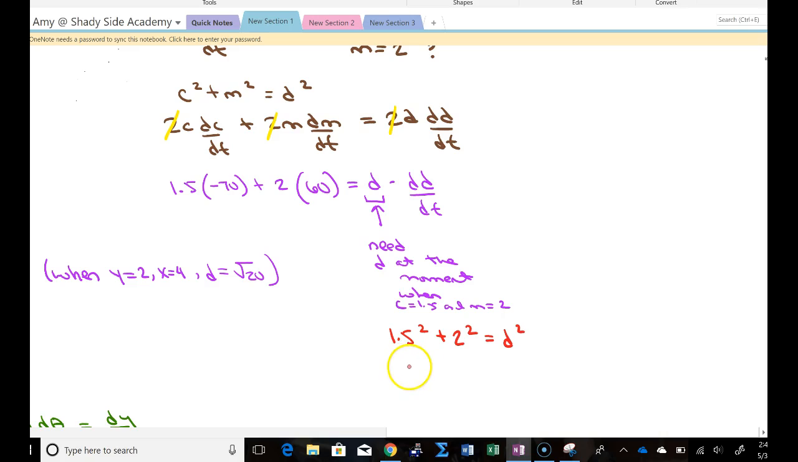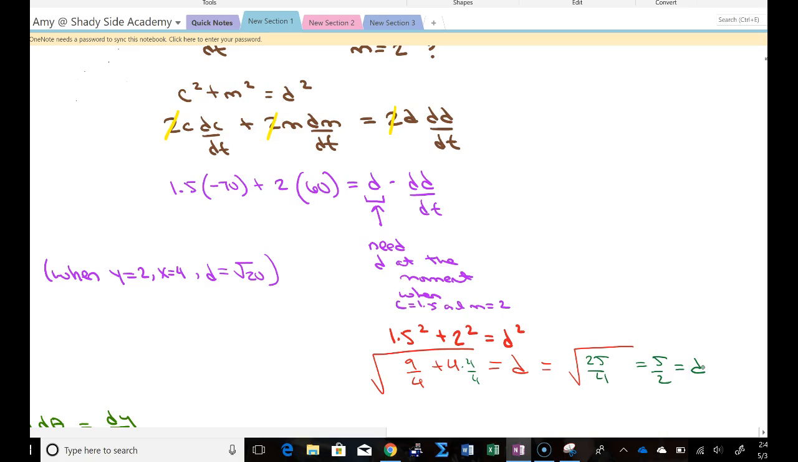So 1.5 squared is 9/4 plus 4, square root of that equals D. 1.5 is 3/2. 3/2 squared is 9/4. 2 squared is 4. And if I want to clean this up, this becomes the square root of, multiply by common denominator, 16 plus 9 is 25 over 4. I get 25 over 4, or 5/2 equals D.